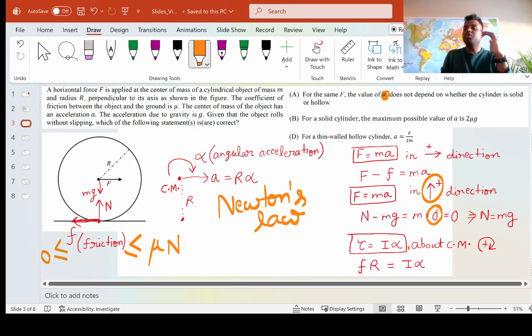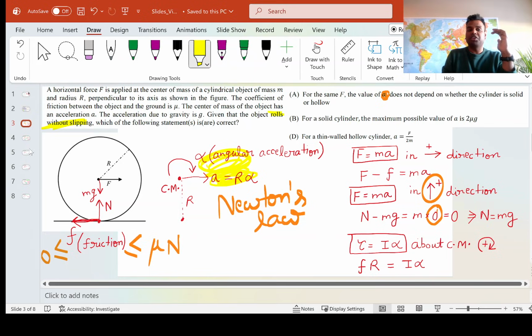Then you write tau equal to I alpha about center of mass. If you write it about center of mass, you have only one torque created by friction, and Fr equal to I alpha. Now the very important thing is that there is no slipping, so A equal to R alpha. This is the rolling without slipping equation. Alpha is angular acceleration.